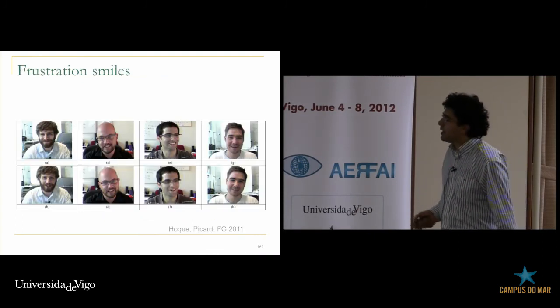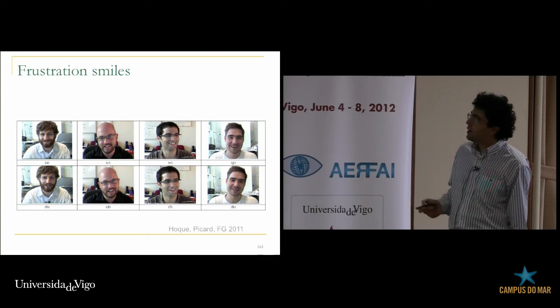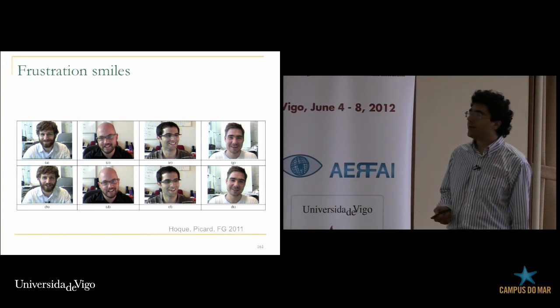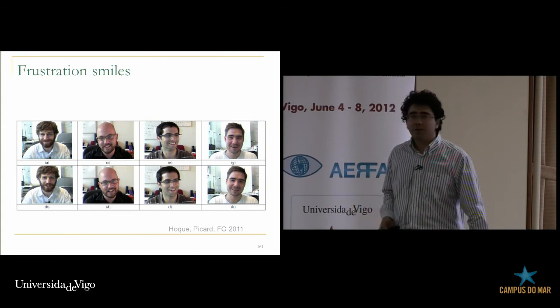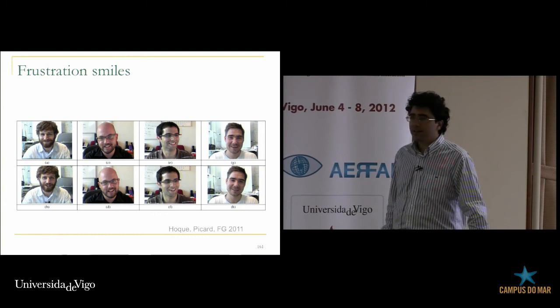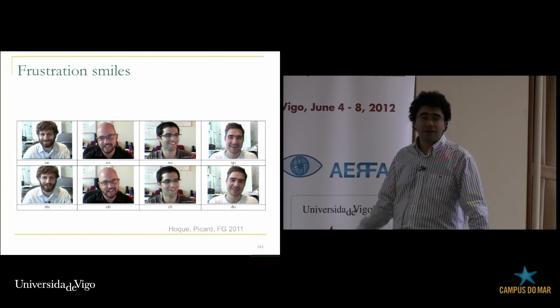Here are some other examples from the literature. Can you tell me which of these smiles are frustration smiles and which of them are happy smiles? Because Rosalind Picard and Hoek found that people also smile when they're frustrated. But people are very bad in finding this out.